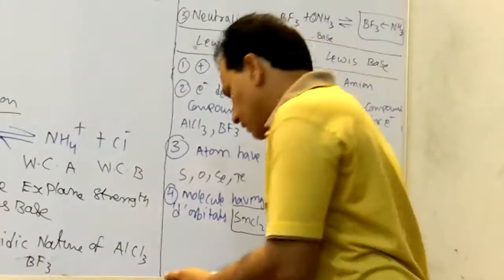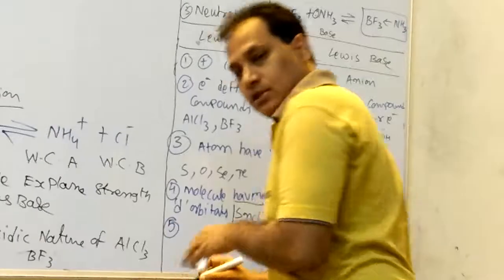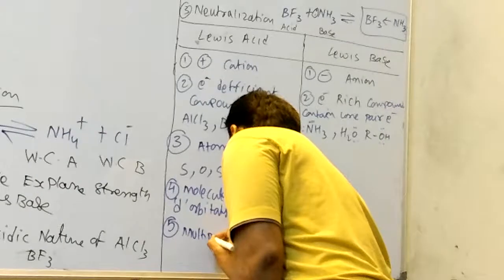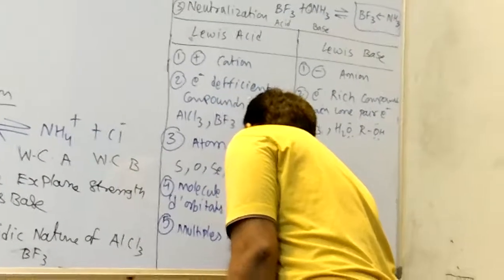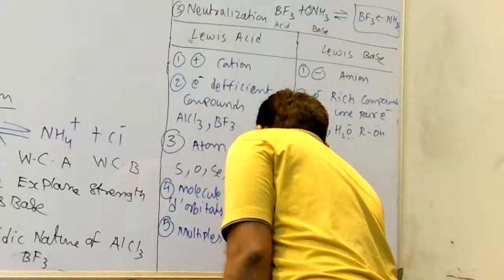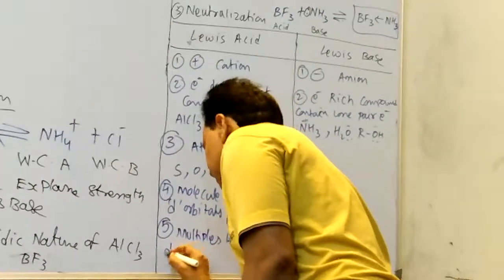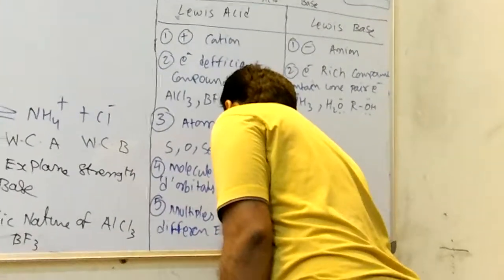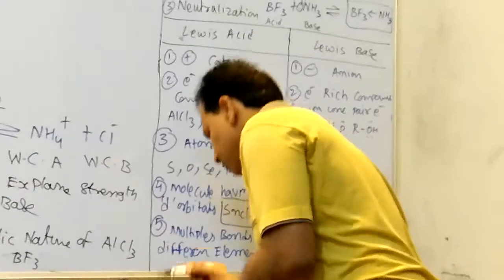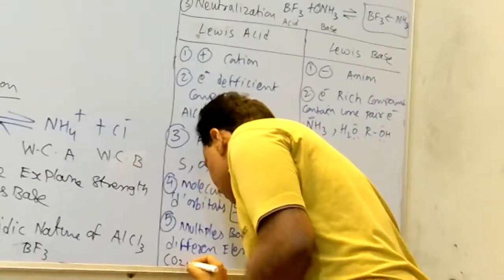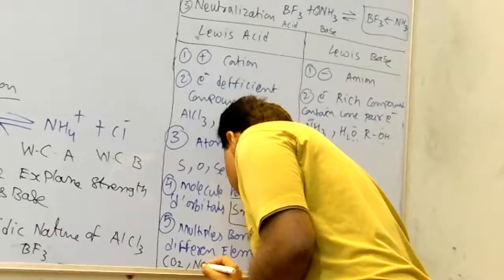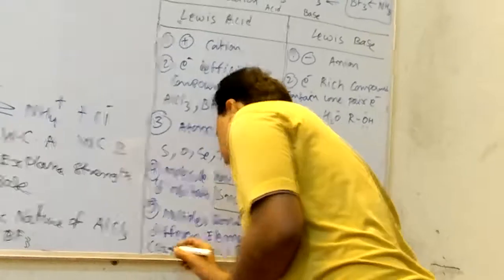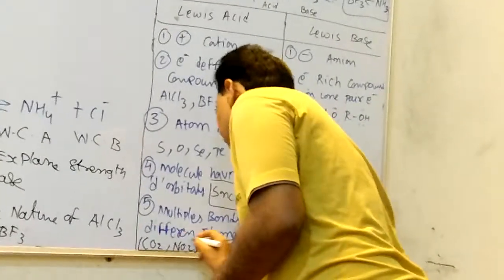That's why they accept. The last important point: multiple bonds between different elements, like CO2, NO2, SO2, SO3. These compounds contain multiple bonds between different elements, so they act as Lewis acids.